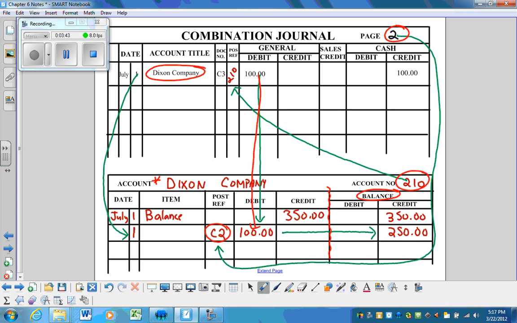If you have a credit of 350 and a debit of 100, those are opposite, so you have to subtract them. The 350 is bigger than the 100, so that means the credit side is bigger. So 350 minus 100, you transfer the balance of $250. What that means is after this transaction, you only owe Dixon Company $250. Then when you're done, you have to fill in the post reference column, the number 210, because you transferred that information to general ledger account 210.